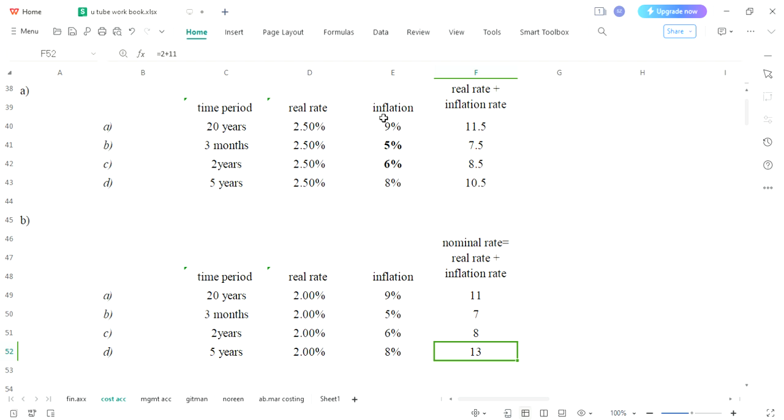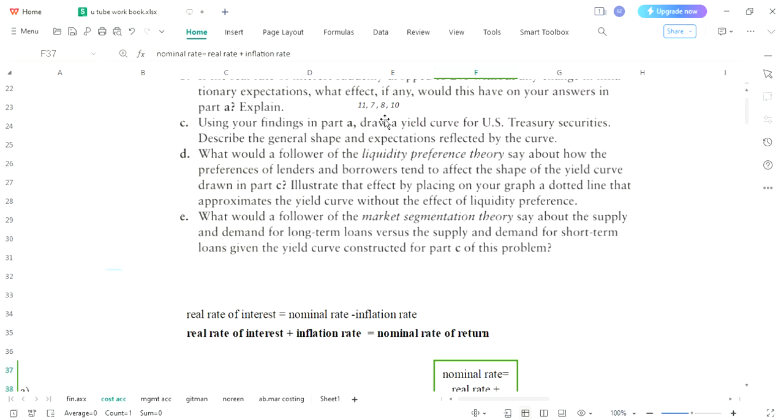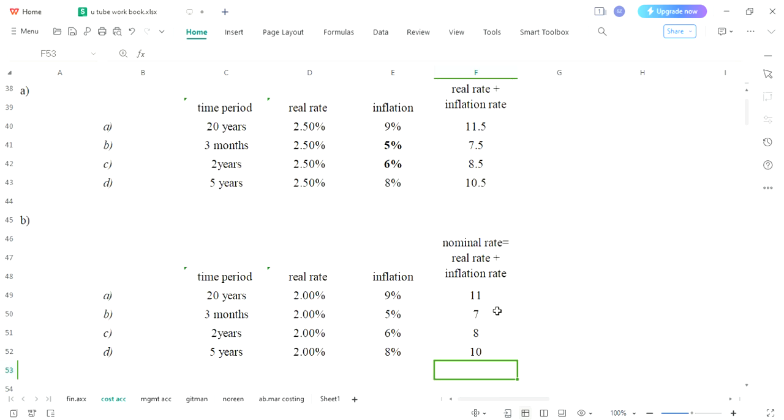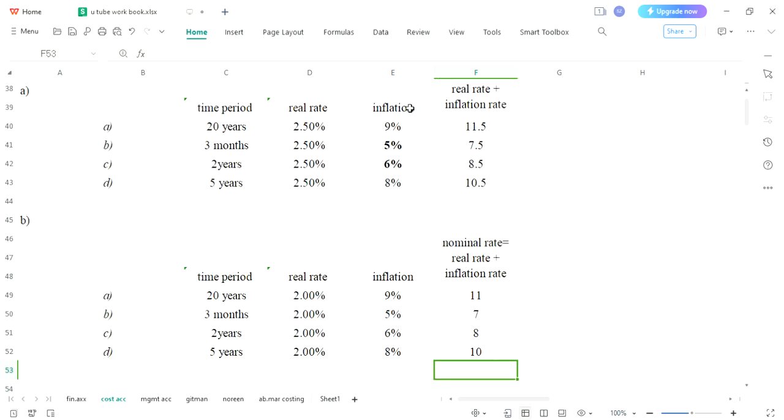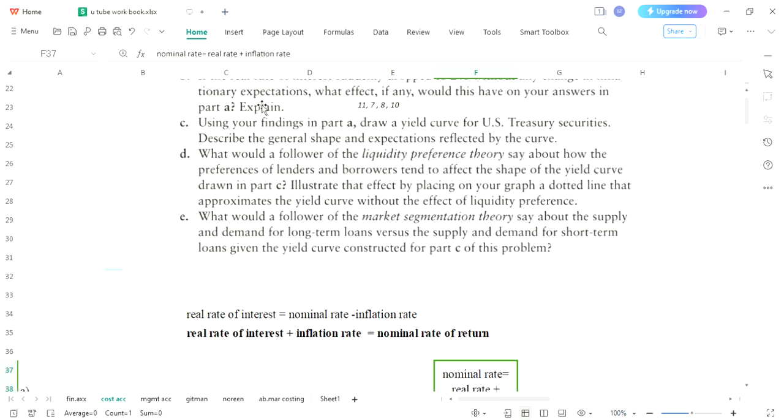and why it has been changed. So we need to put 8. 2 plus 8, 10. Answers are 11, 7, 8, 10. So it means we have completed our B part as well. Let's see what C part is saying.